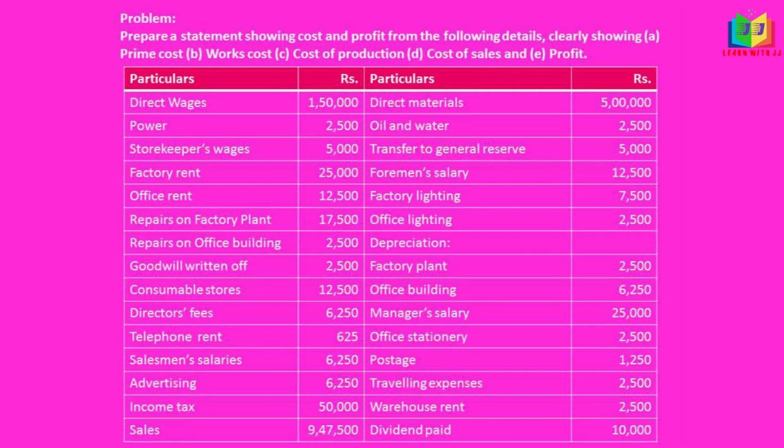Here we have to segregate the overheads, that is the expenses, into factory overhead, office overhead, and selling and distribution overhead. Before that, we need to find what are the direct expenses, that is direct material, direct wages, for calculating the prime cost. First, we'll start doing the calculation of prime cost.